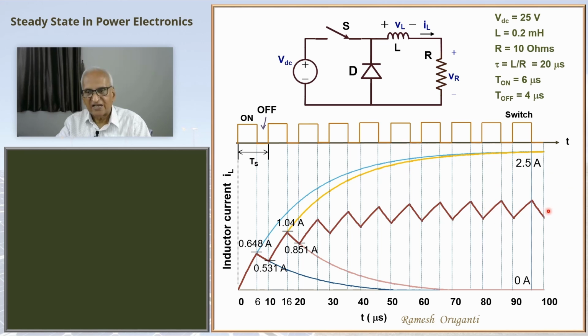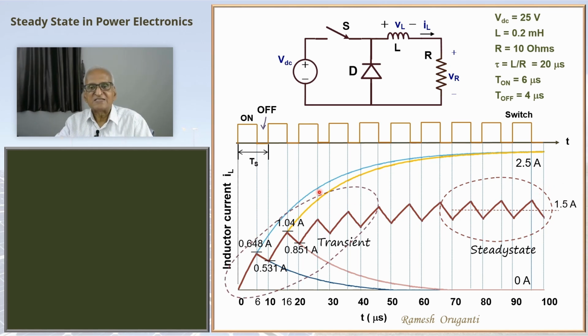The average current here, if you continue this process and then take one cycle and then take the average, will be 1.5 amperes. You can continue and check it out. This is the steady state of the power electronic converter. This is the transient of the power electronic converter. Notice that inside the steady state, if you take this turn on interval, the DC circuit is trying to go to 2.5 amperes. It is undergoing a transient actually.